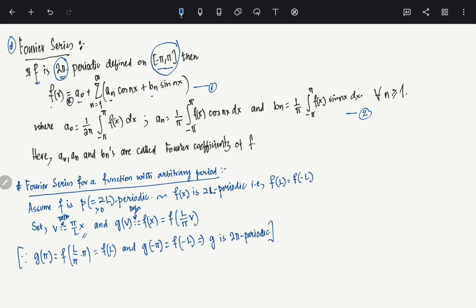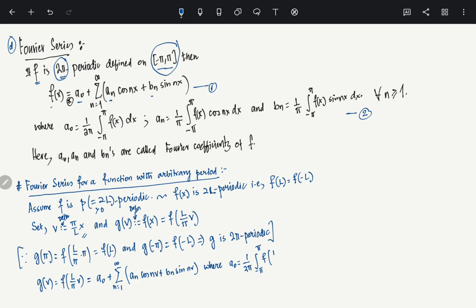So you see g of v, which is essentially f of L by pi times v, that's our definition. We can write it as a naught plus the summation n equals 1 to infinity of an cosine nv plus bn sine nv. And of course here, a naught is 1 by 2 pi, integral from minus pi to pi.